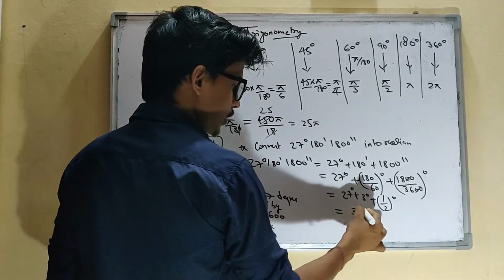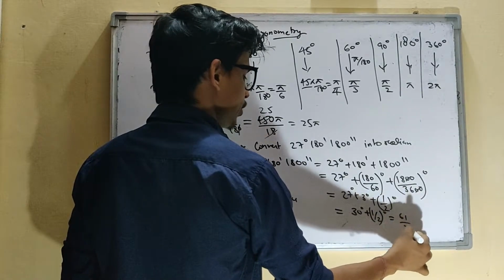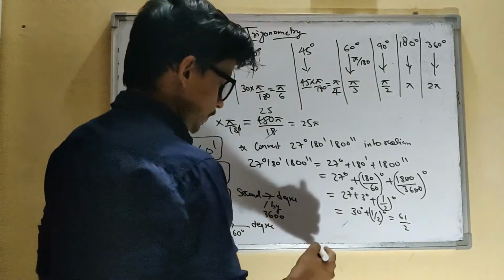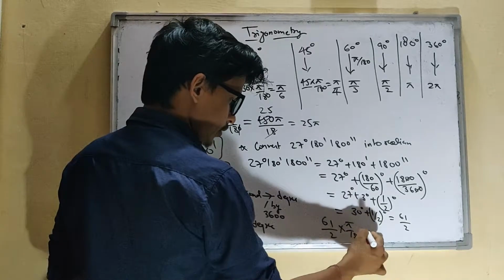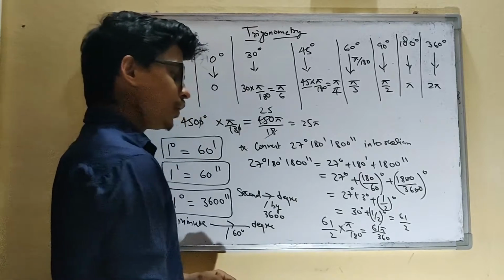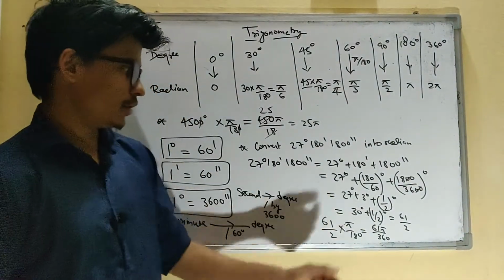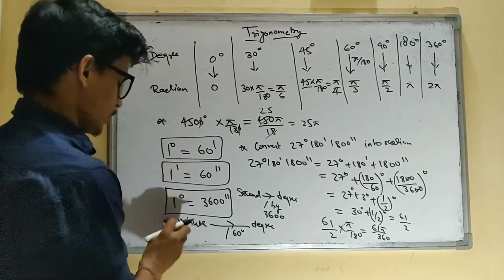Now it is 30 degree plus 1 upon 2 degree, which is nothing but 61 by 2 degree. Right? Now you want to convert it into radian. 61 by 2 into pi by 180. So this is going to be 61 pi by 360. So now this is in radian. So this is how you can convert it, right? Let's see. I will show you some more examples.